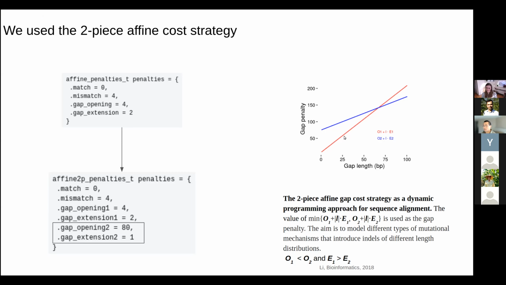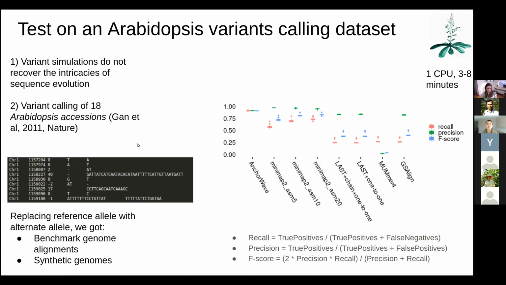So we test our software. Actually, we did not use real simulation data, because we think simulation data could not really recover the complexity of real sequence evolution. Instead, we use a variant coding of 18 Arabidopsis Synteny accessions. So here is how the variant coding looks.